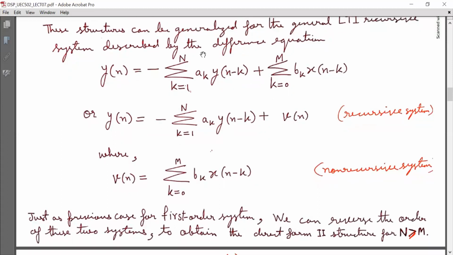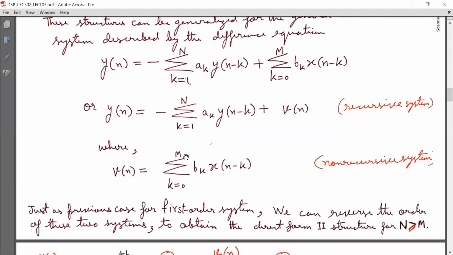Now I can view two summations here. If I write this equation in this form, I will find that y[n] = -summation k from 1 to N a_k y[n-k] + v[n]. I am writing this part as v[n]. So this forms a recursive system, which depends upon v[n] and the past outputs, where v[n] = summation k from 0 to M b_k x[n-k]. As v[n] depends only upon present and past input values, this is a non-recursive system.